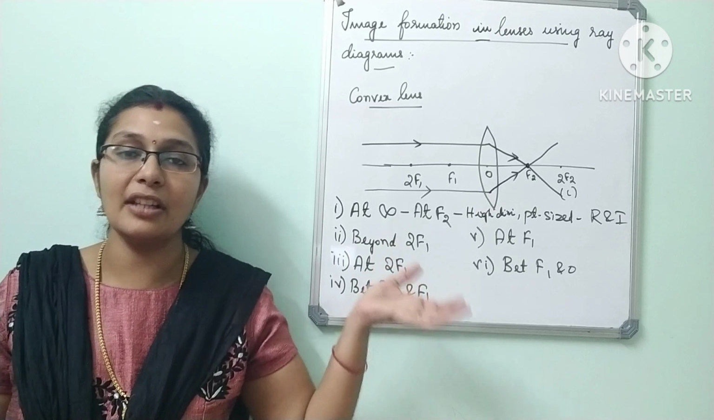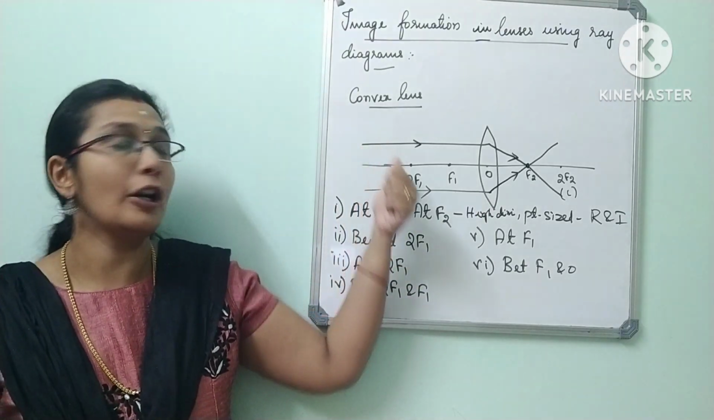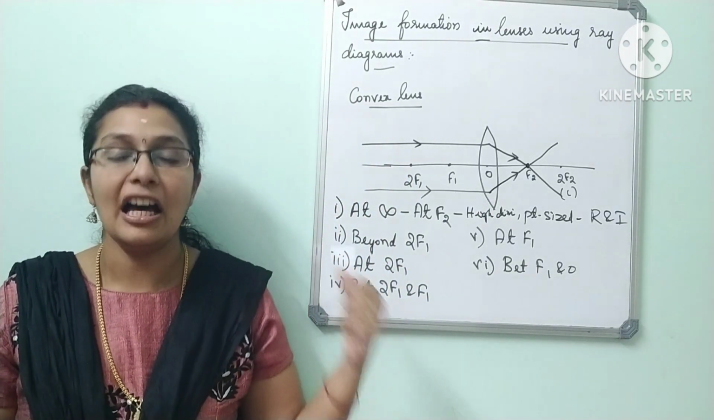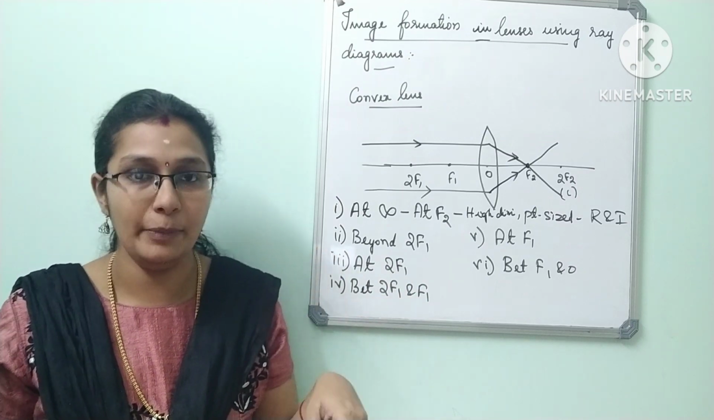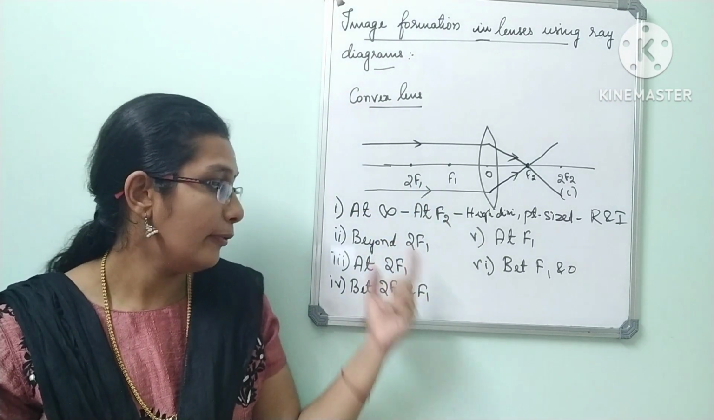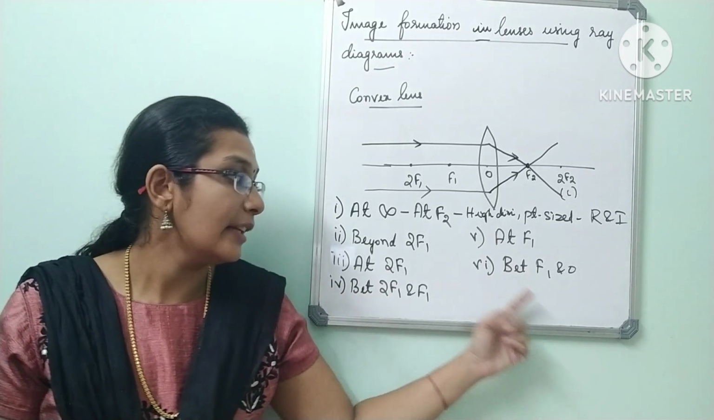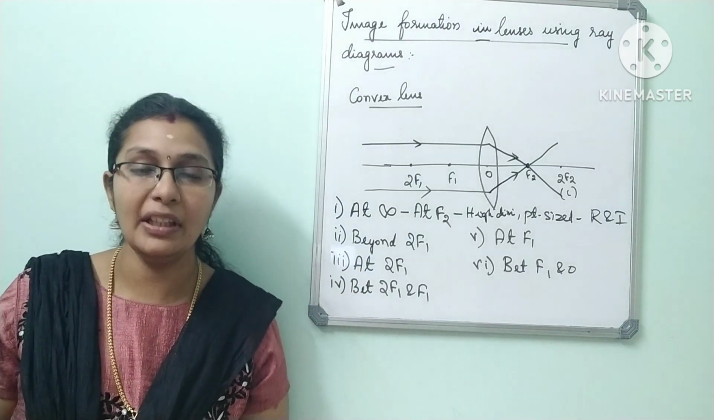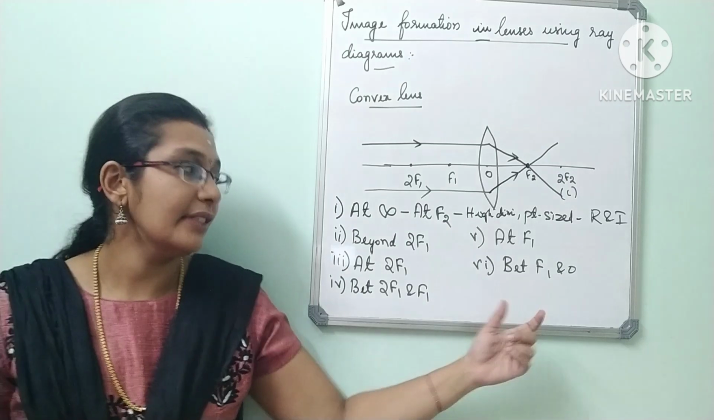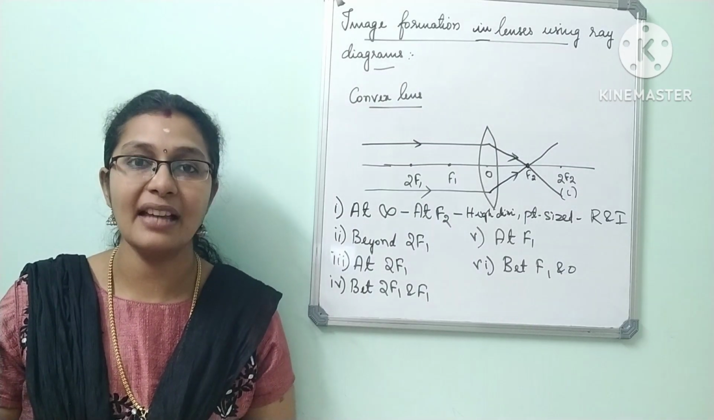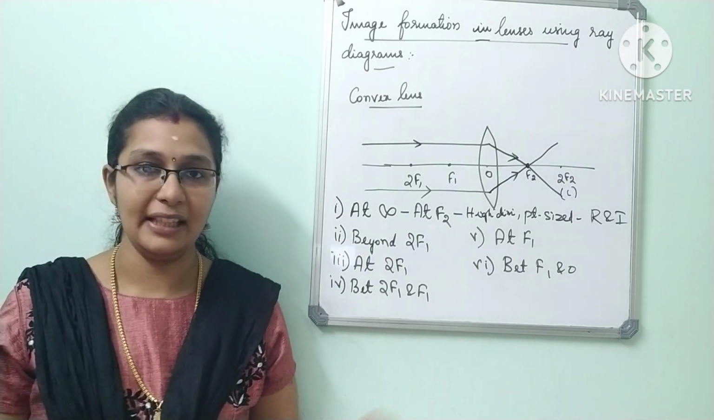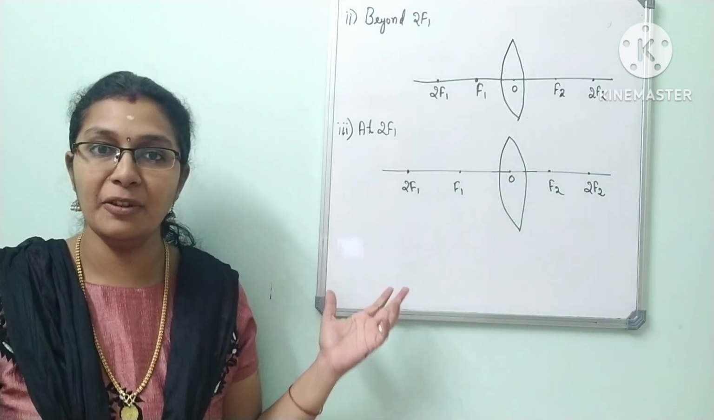So convex lens cases are quite the same as those of concave mirrors. Here also for all the cases we will have a real and inverted image except for the last one, that is between F and O. In that case we will have a virtual and direct image and it is formed on the same side. Clear? Yes. Now we will go with the second case.